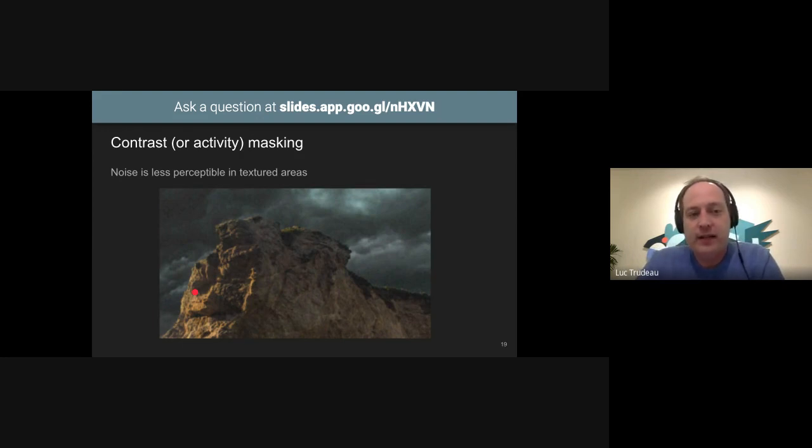So contrast masking or activity masking is the idea that if I take the same amount of noise and apply it to an image, when you're in a flat area, you're actually going to see more of that noise. And when you're in a textured or busy area, you're going to see less of that noise, because the natural texturedness of the image hides some of that noise for us. So if I want to make a metric that takes contrast masking into consideration, then I need to measure where the contrast is and take that into consideration.